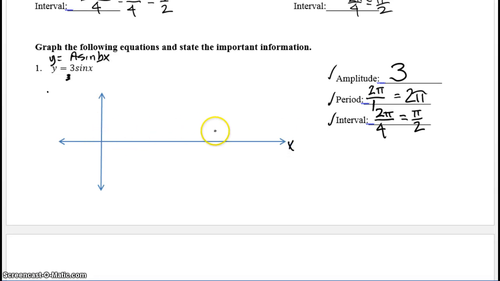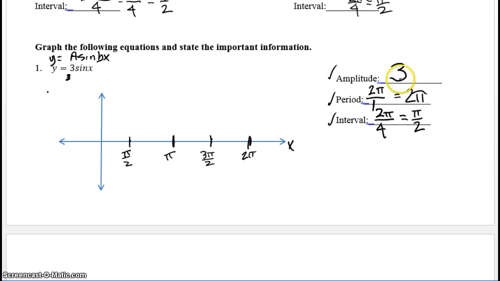I draw out one interval, some distance along the x-axis, and put a tick mark. Again, make it rather large so you have plenty of room to work with. I cut that in half. So now I have two parts. Cut each of those in half again. There are my 4 intervals. Each interval is pi over 2. So the first interval is 1 pi over 2, 2 pi over 2, which is 1 pi, 3 pi over 2, 4 pi over 2, which is 2 pi.